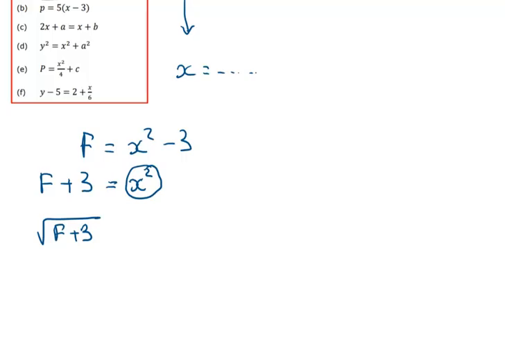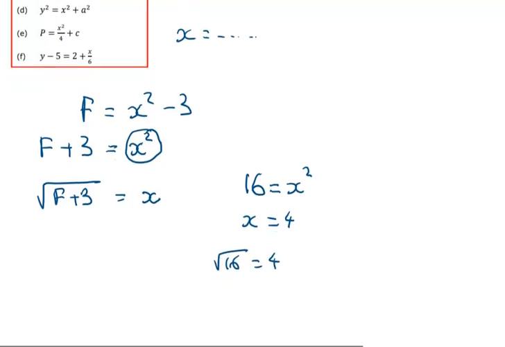So on this side, we get the square root of f plus 3 with a little bit extra I'll talk about at the end. And on this side, the square root of x squared will be x. The only thing we have to think about, though, is if I've got x squared is 16, then x could be 4, right? So the square root of 16 is 4, but x could also be negative 4. And negative 4 is negative the square root of 16.